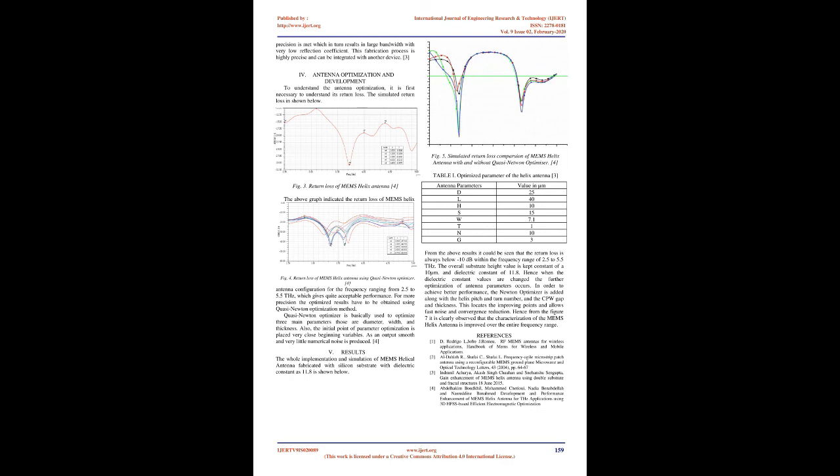In order to achieve better performance, the Newton optimizer is added along with the helix pitch and turn number, and the CPW gap and thickness. This locates the improving points and allows fast noise and convergence reduction. Hence from the figure 7 it is clearly observed that the characterization of the MEMS helix antenna is improved over the entire frequency range.